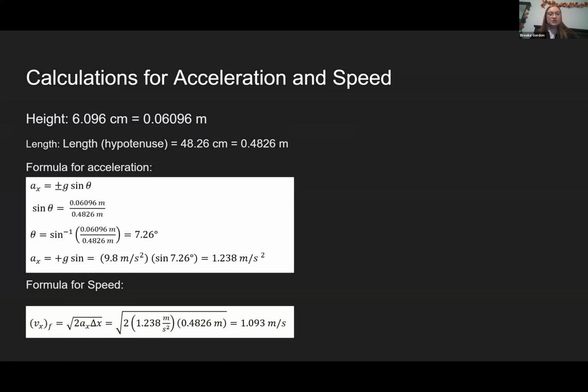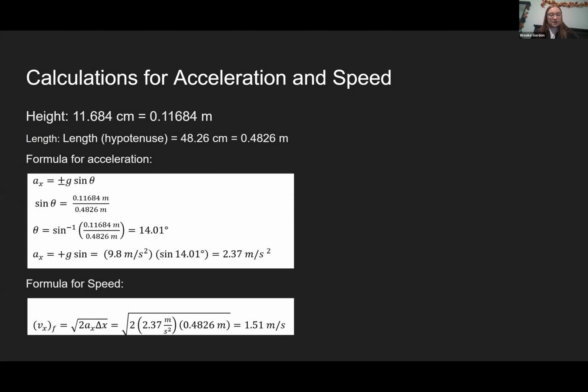So here are the calculations that I mentioned previously. The first one is for the 6.096 centimeter height using that hypotenuse. And therefore we found the angle, which was 7.26 degrees. And that led us to find the theoretical acceleration, which is 1.238. And then in this calculation again for the 11.684 height, we found the angle to be 14.01 and the acceleration to be 2.37 meters per second squared.